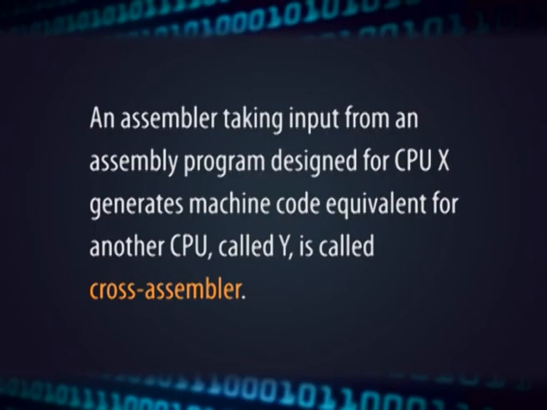Next, we talk about the cross assembler. A cross assembler is an assembler taking input from an assembly program designed for CPU X, and it generates a machine code equivalent for another CPU called Y. Such an assembler is called a cross assembler. So, in short, what we have learned today can be summarized as what an assembler is, how it works, typical uses of an assembler and various design issues related to assemblers.